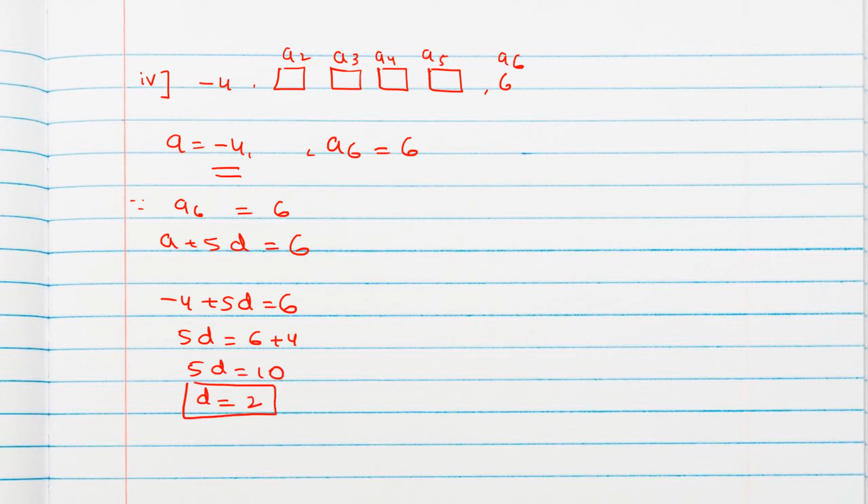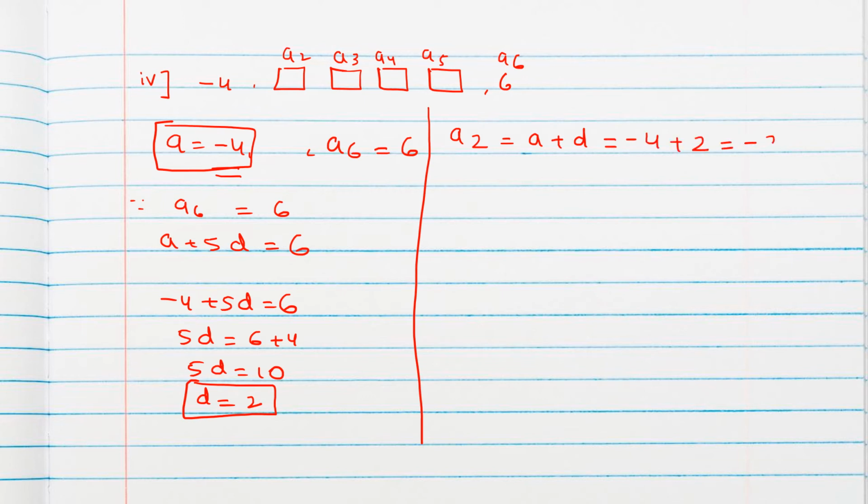5D will be 6 plus 4, that is 5D is 10, that means D is 2. So now we got D value 2, and the A value is already given to us. So we can find the values of A2, A3, A4 and A5. A2 will be A plus D, which gives minus 4 plus 2, that is minus 2. A3 will be A plus 2D, which is minus 4 plus 2 into 2, so minus 4 plus 4 gives 0.